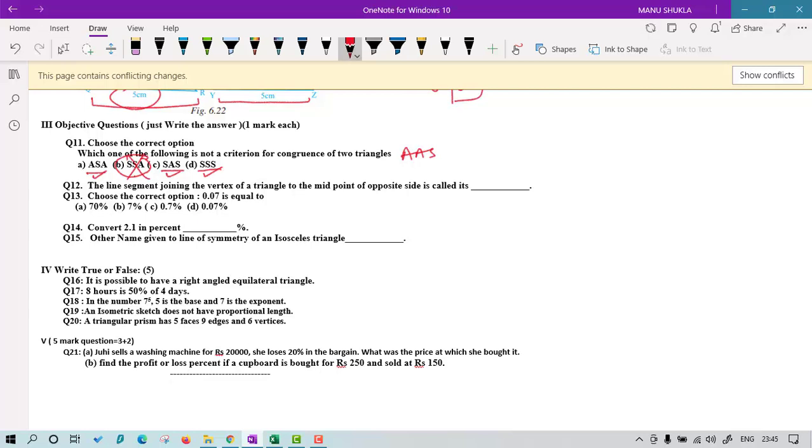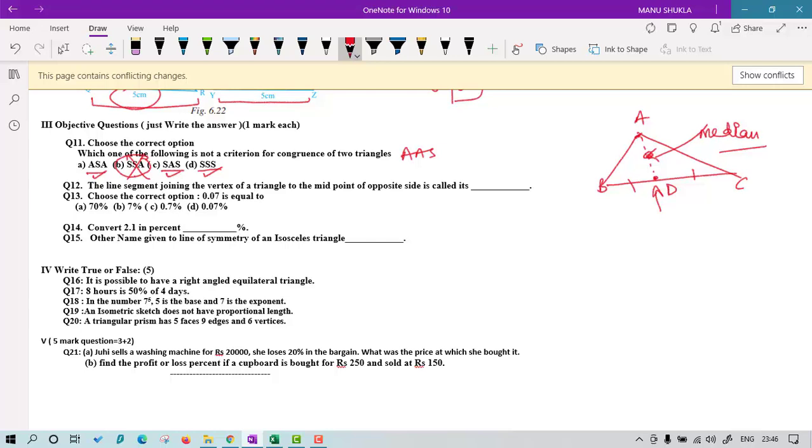Question number 12. The line segment joining the vertex of a triangle to the midpoint of opposite side is called. So we have studied in a triangle ABC. Suppose this is the vertex, this is the opposite side. If you join it with the midpoint D, you can say this is a median. This is median.